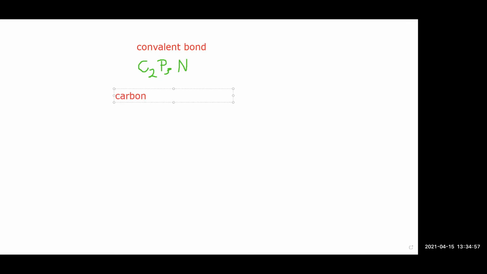Dicarbon triphosphate nitride. I'm gonna say no, because there's no transition metal. No Roman numeral. There's no metal, so we use the Greek prefixes. Non-metals don't require Roman numerals.